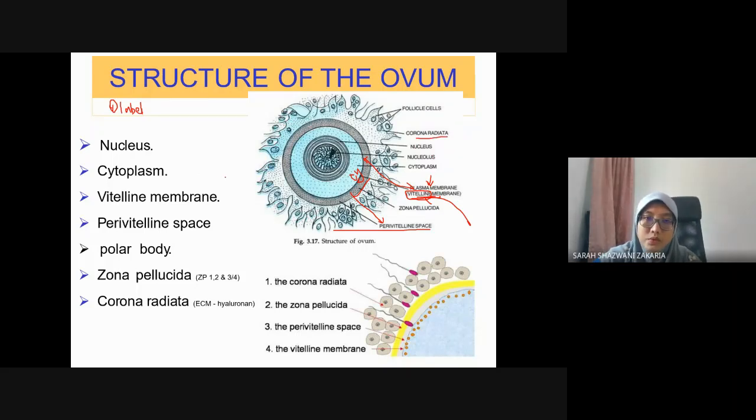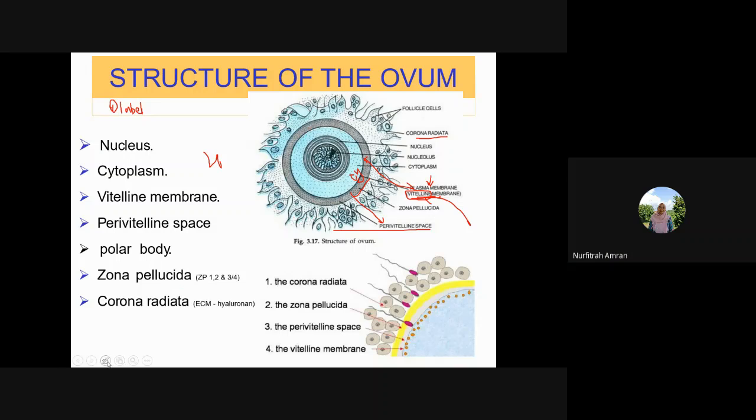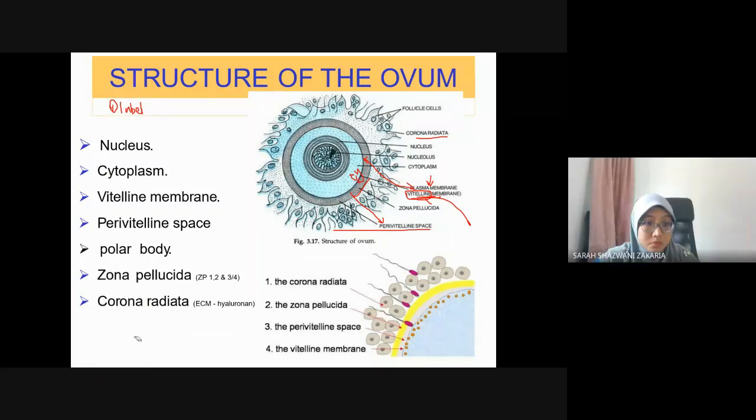The cumulus oophorus is stuck there. Alright, the polar body we can observe here. The polar body will be observable if the completion of the second meiotic division occurs.